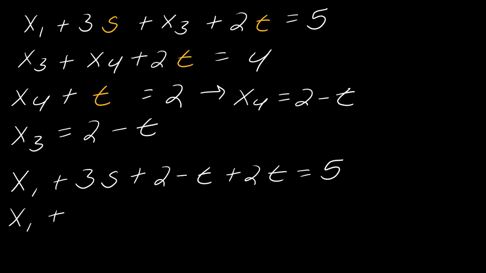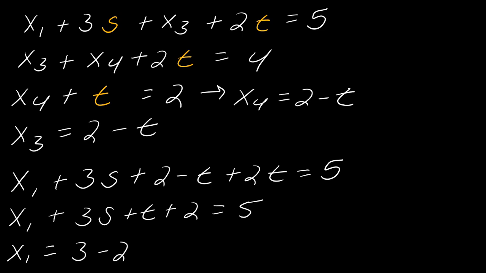So now I have x1 plus 3s plus t plus 2 equals 5. So my x1 then is going to equal 3 minus 2s minus t. Okay, cool. And so now I have all of my solutions. So just to summarize this.